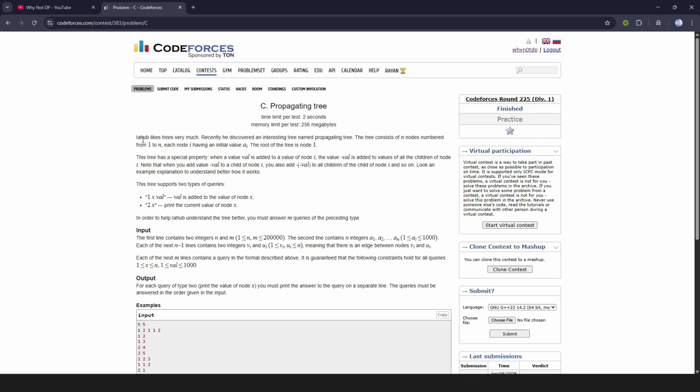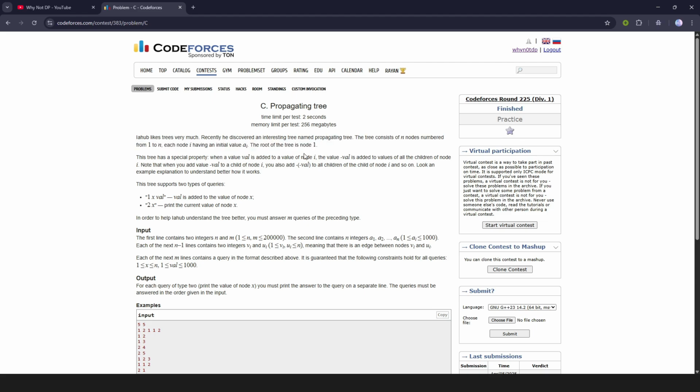So the problem reads like this: Lahab likes trees very much. Recently he discovered an interesting tree named the propagating tree, so the name of the question is also Propagating Tree. The tree consists of n nodes numbered from 1 to n, and each node i has an initial value of a[i]. The root of the tree is node 1.